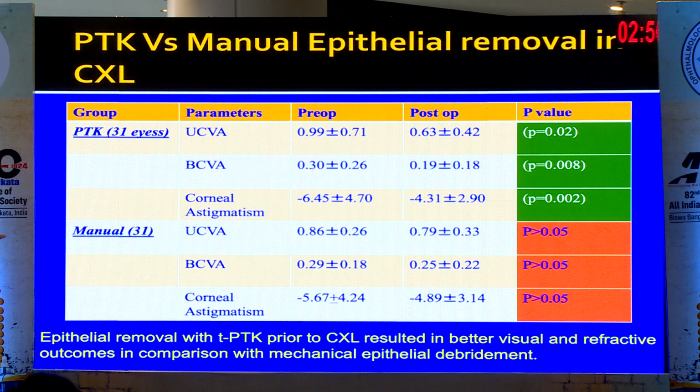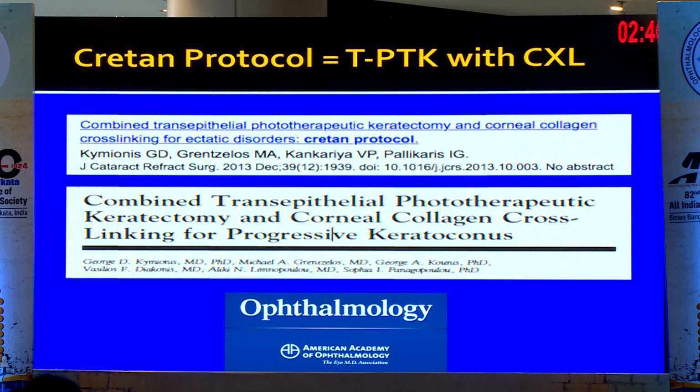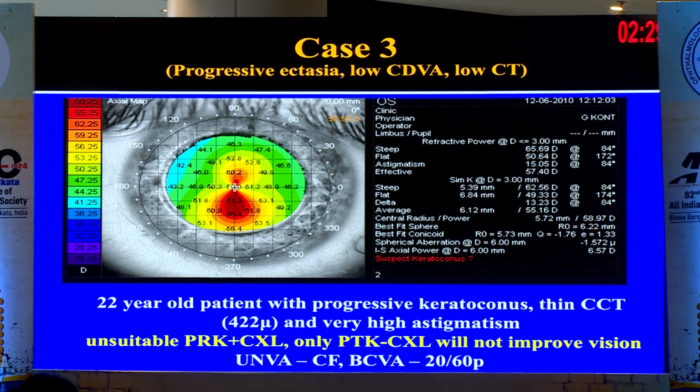In these cases, we had 31 eyes which were randomized between the two, and we demonstrated that PTK with CXL demonstrated statistically significantly better outcomes when it comes to uncorrected, best corrected, as well as corneal astigmatism. So in all ways, the Cretan protocol superseded the current generation Dresden protocol. We have now published 3 papers in the long run, and this is our latest paper which showcases the 4-year outcomes of Cretan.